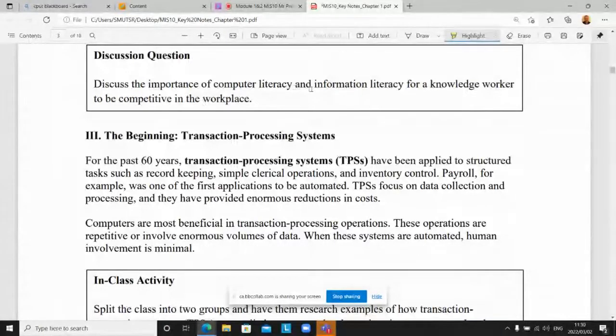Discuss the importance of computer literacy and information literacy. I think that's fairly obvious, guys, for a knowledge worker. They call it a knowledge worker.